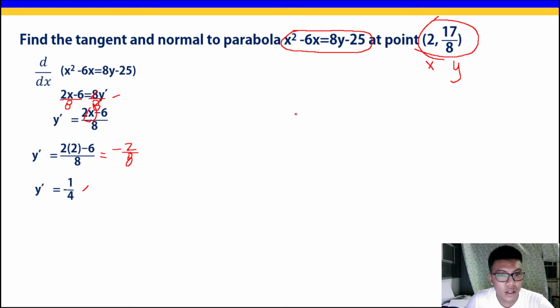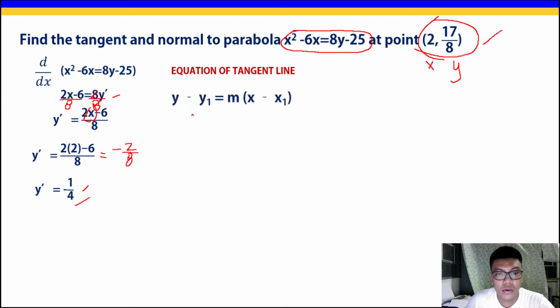Now, anong susunod natin gagawin? So, meron na tayong isang point, meron na rin tayong slope. So, ngayon, gagamitin na natin yung point slope form natin. Okay? So, for the equation of tangent line, using our point slope form, ipalit lang natin, y minus y sub 1, 17/8, is equal to ang ating slope, negative 1 over 4, times x minus 2.